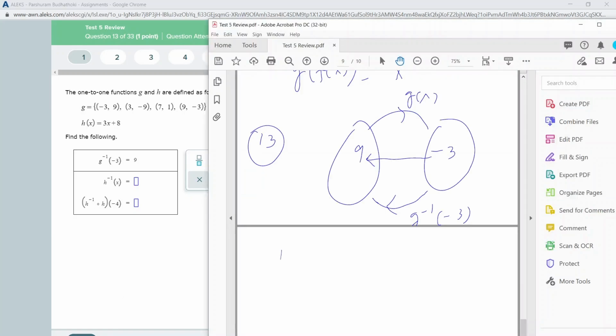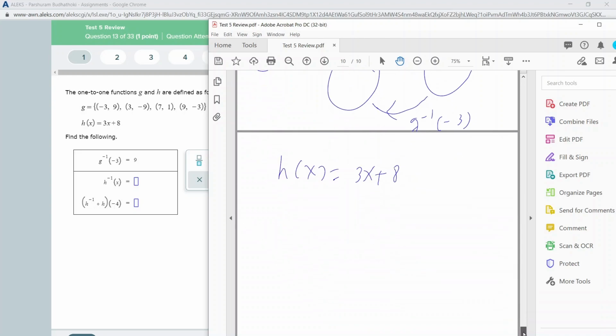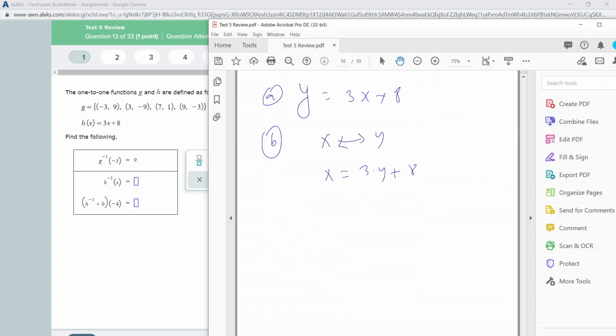For h inverse of x, there are some steps you need to follow for finding the inverse. First of all, you need to write it down as y and x. That's the first step. The second step is to interchange x and y in this equation, so that will give you x equals 3 times y plus 8. After that, you need to solve for y.